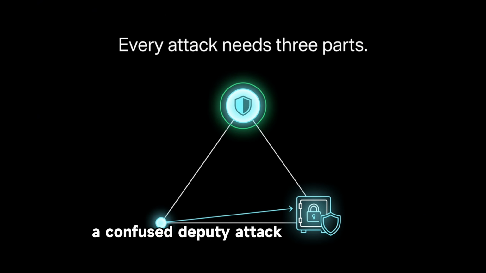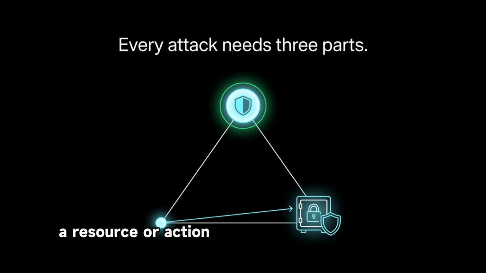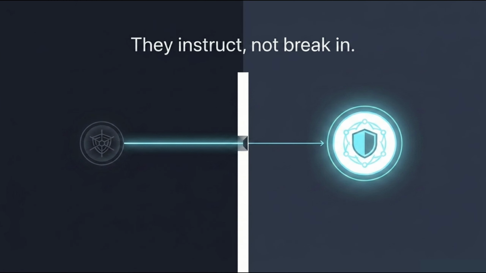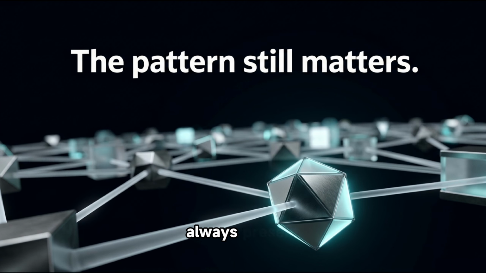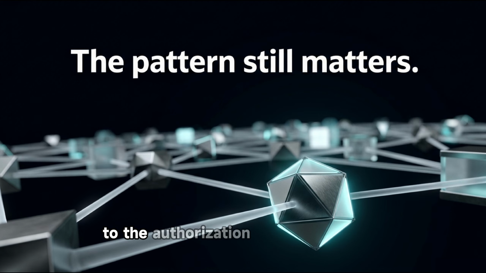A confused deputy attack requires three things: a service, the deputy, that holds elevated permissions, a resource or action those permissions can reach, and a path through which an attacker can control what the deputy does without holding those permissions directly. The attacker does not compromise the deputy. They instruct it. The deputy's own permissions do the rest. The property that makes this possible has a name: ambient authority. A service with ambient authority automatically applies its permissions to every request it processes, without verifying whether the entity that originated that request had the authority to direct those specific permissions toward that specific resource. The authority is ambient, always present, always applied to any request the service handles. The service cannot see past the request to the authorization context behind it.